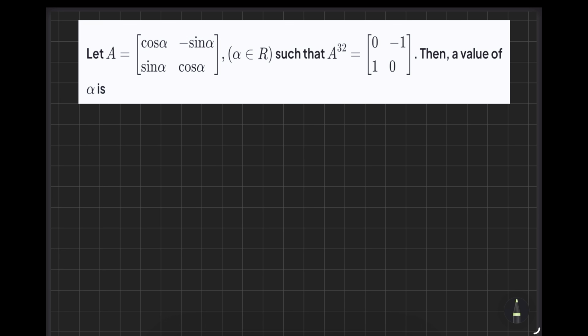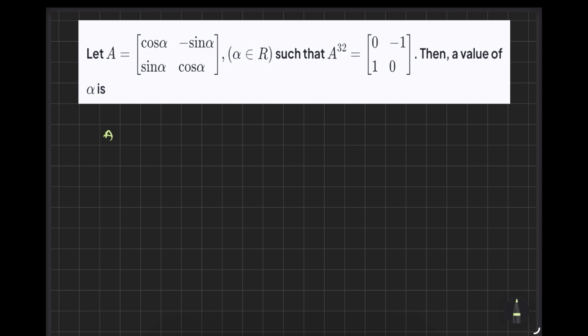So, we are back with a wholesome new question which says: let A equal to this, where alpha belongs to real numbers, and they are saying that A power 32 is this, then the value of alpha is. So, you have to solve this equation. First, to equate this with this, you need to find out A power 32. And you know that we will not multiply this many times, so we have to find out the pattern.